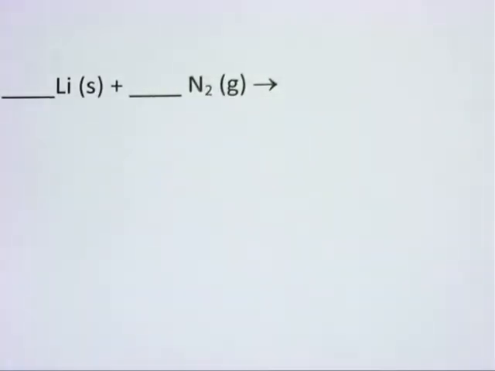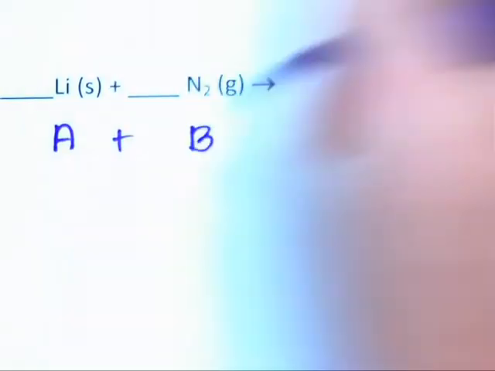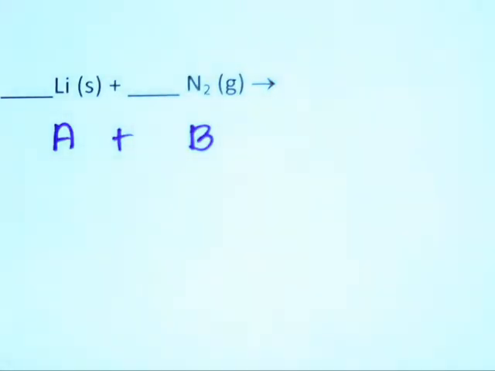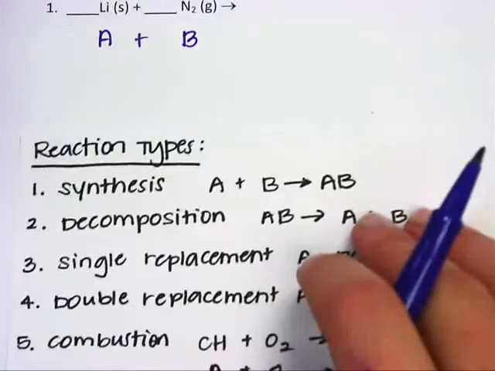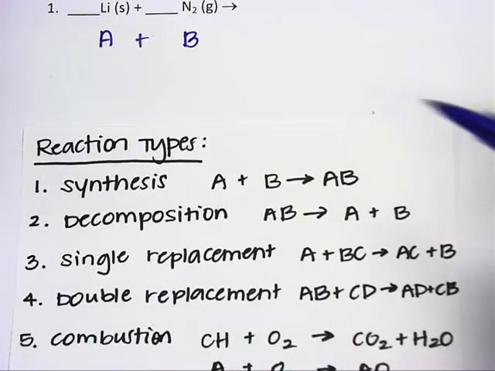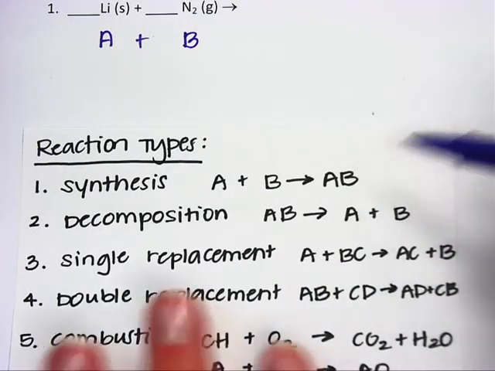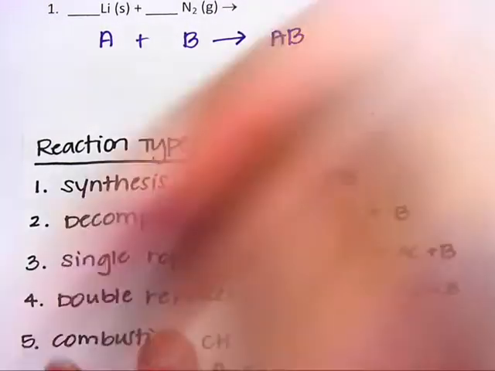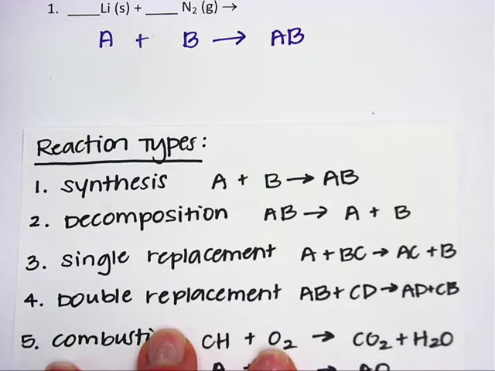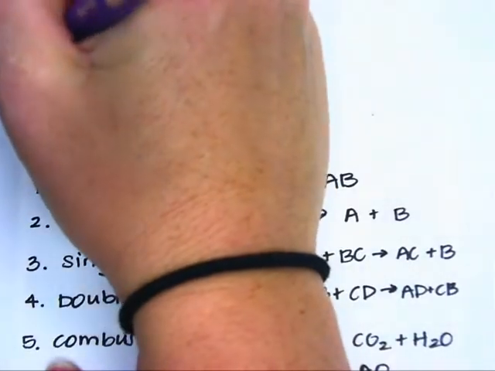So the first thing I need to know is what type of reaction it is to help me out. So I have one substance plus another substance. And if I look on my reaction types, my 5 reaction types down here, A plus B is going to form AB. So that means all I'm going to be doing is bonding these two things together in a synthesis reaction.